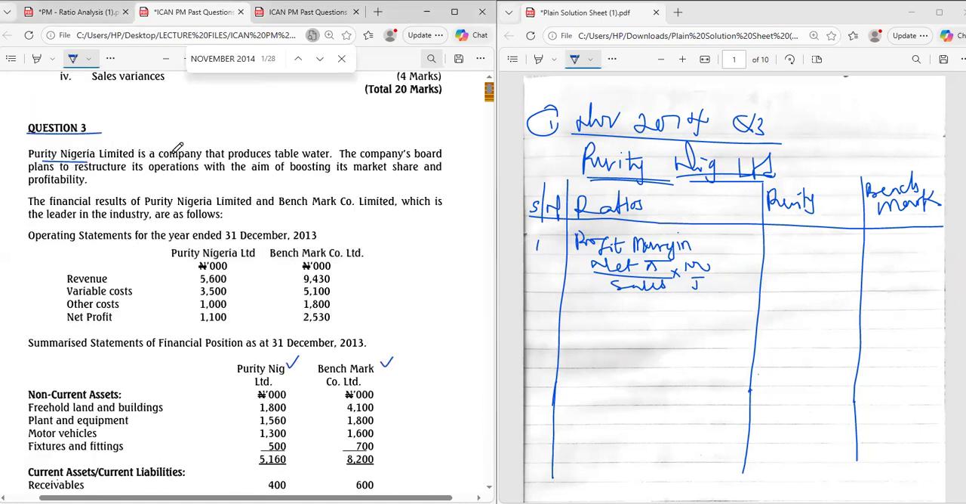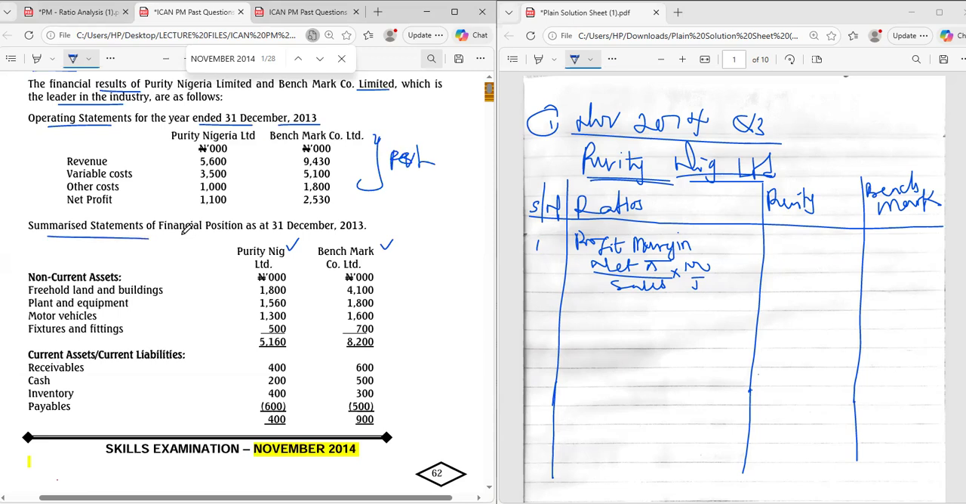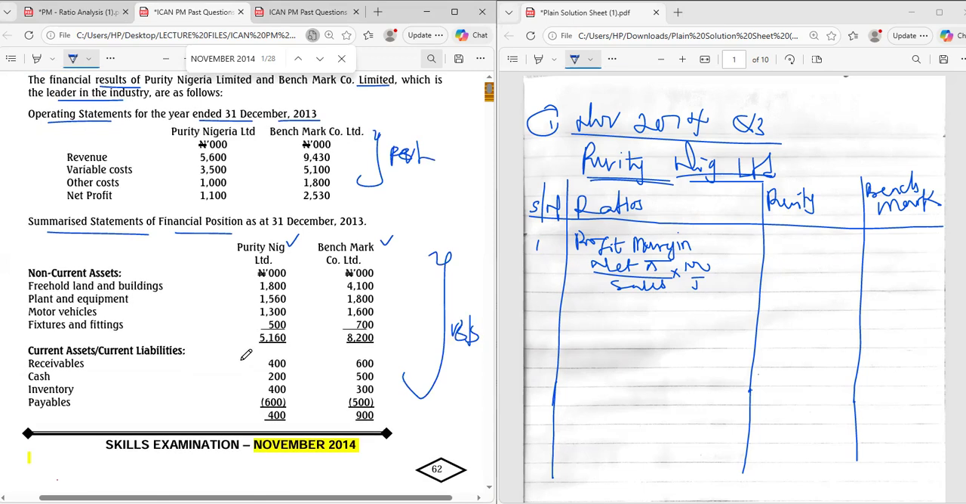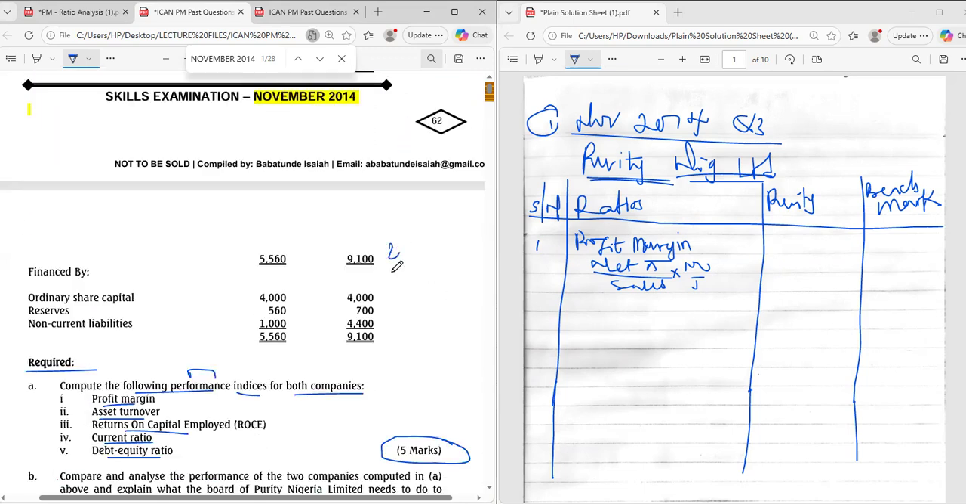So Purity Nigeria Limited is a company that produces table water. The company's board plans to restructure its operations with the aim of boosting its market share and profitability. The financial results of Purity Nigeria Limited and Benchmark Co. Limited, which is the leader in the industry, are as follows. Operating statement for the year ended 31st December 2013, which is the P&L. Then the summarized statement of financial position, this is the balance sheet.